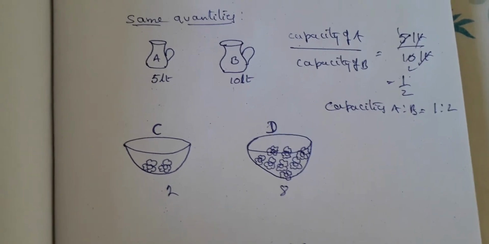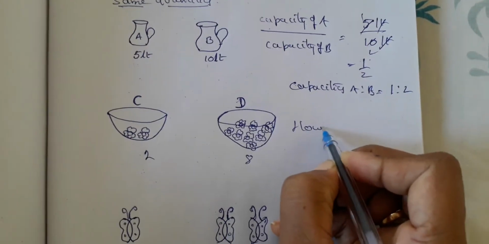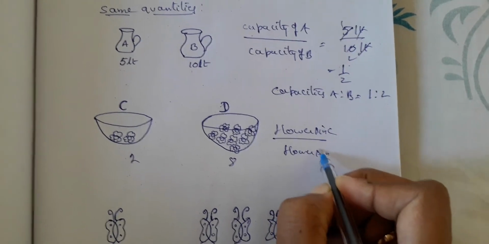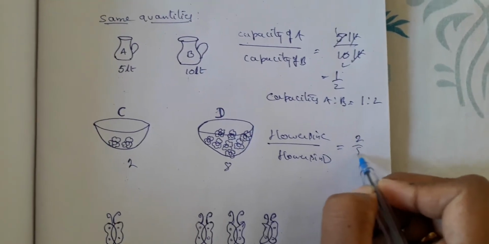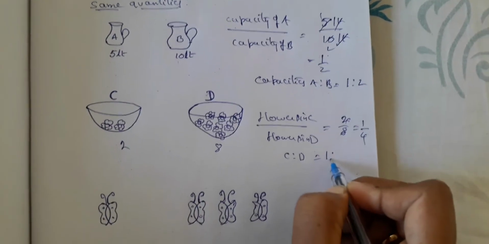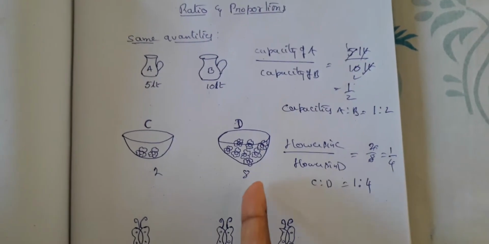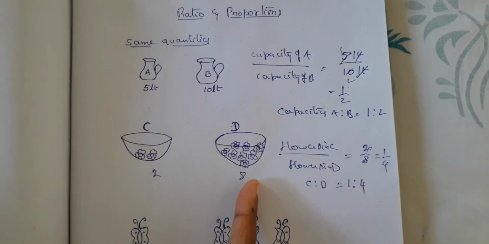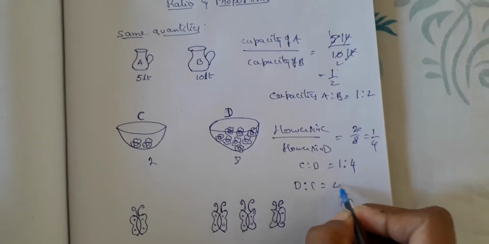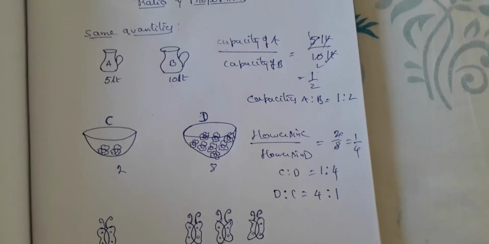So this is how we compare. So therefore flowers in C by flowers in D is equal to 2 by 8 is equal to 1 by 4. That is, C is to D is equal to 1 is to 4. Suppose if the other way round is asked, if they are asking to find out the ratio of flowers in basket D to C, then you are going to write it as D is to C is equal to, reciprocate this one also, 4 is to 1.